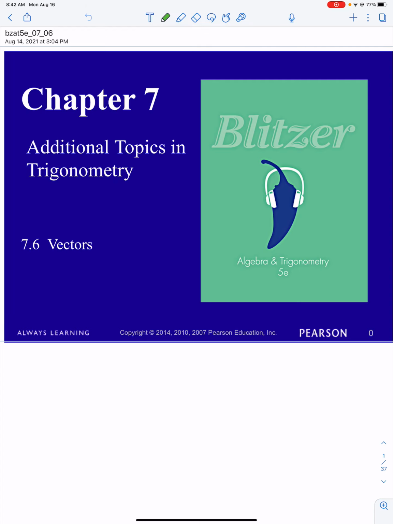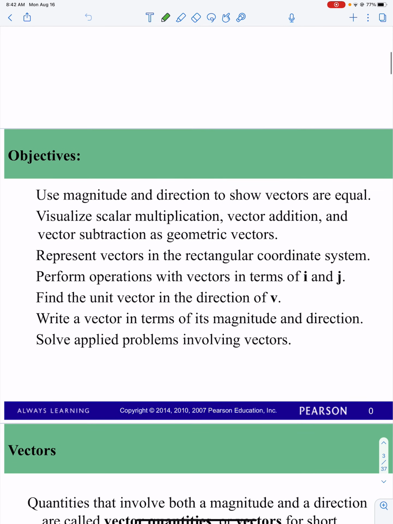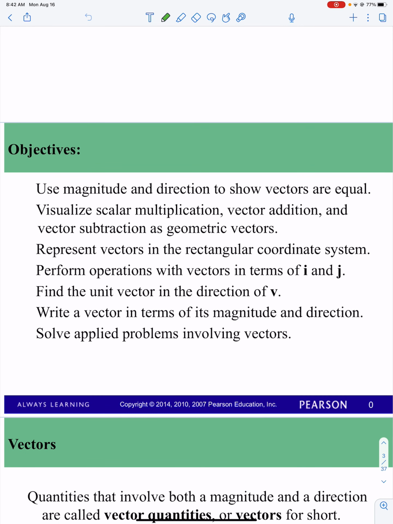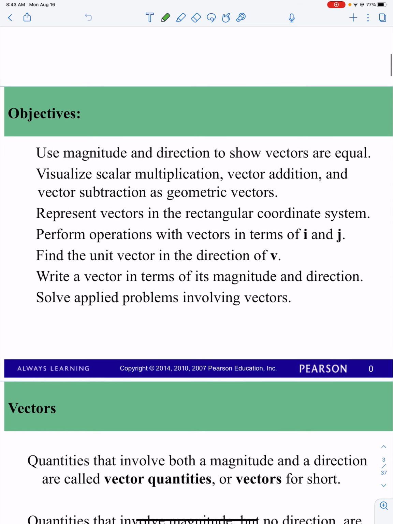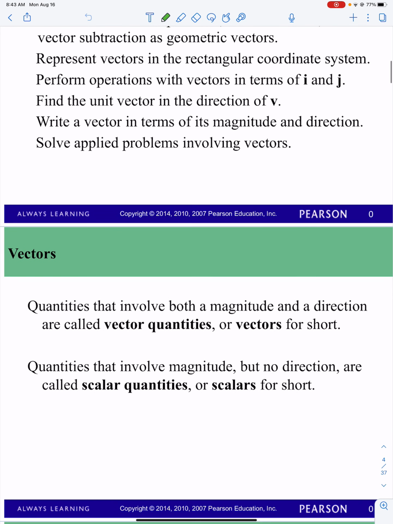Okay, so today we wanted to talk about 7.6 vectors. We will introduce the definition of vectors, the visualization of vectors, multiplication, addition, subtraction, and represent vectors in the rectangular coordinate system, and perform operations in terms of i and j, which are the unit vectors. We will also solve applied problems involving vectors.